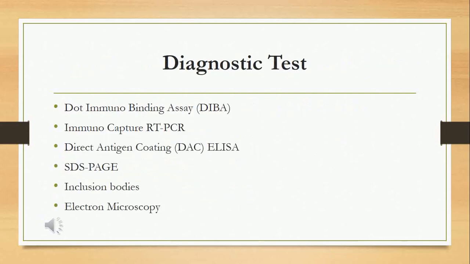Besides observation with our eyes, we can also carry out diagnostic tests to detect the presence of papaya ring spot disease. Here is a list of diagnostic tests that are usually carried out in the lab. First, we have the dot immunobinding assay or DIBA, followed by immunocapture RT-PCR. After that, we have the direct antigen coating DAC-ELISA diagnostic test. Also, we have the SDS-PAGE diagnostic test, followed by the inclusion bodies test, and lastly, the electron microscopic diagnostic test to detect the presence of papaya ring spot virus in our farm.